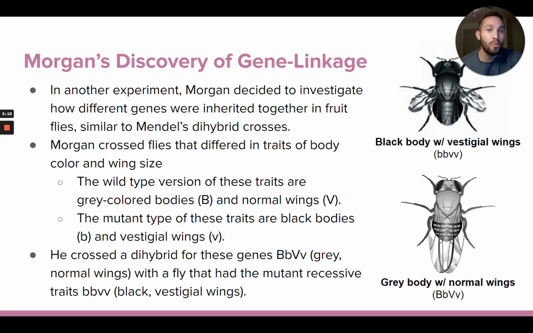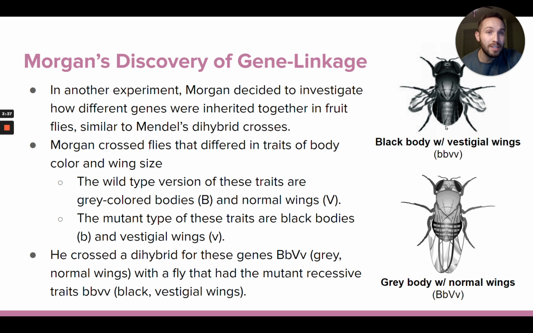And then the wings, most of the flies have these nice normal functioning wings, but there's some flies who have this mutant version of the wings that are called vestigial wings. They do not work very well. And so the normal wings are dominant to the vestigial wings. And so gray is dominant and normal wings is dominant. But there's these mutant versions. So those are the wild type versions, the normal versions.